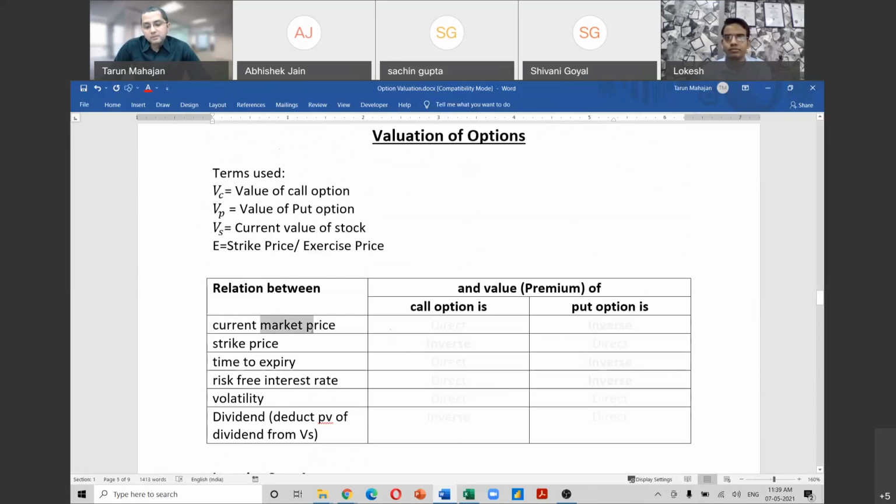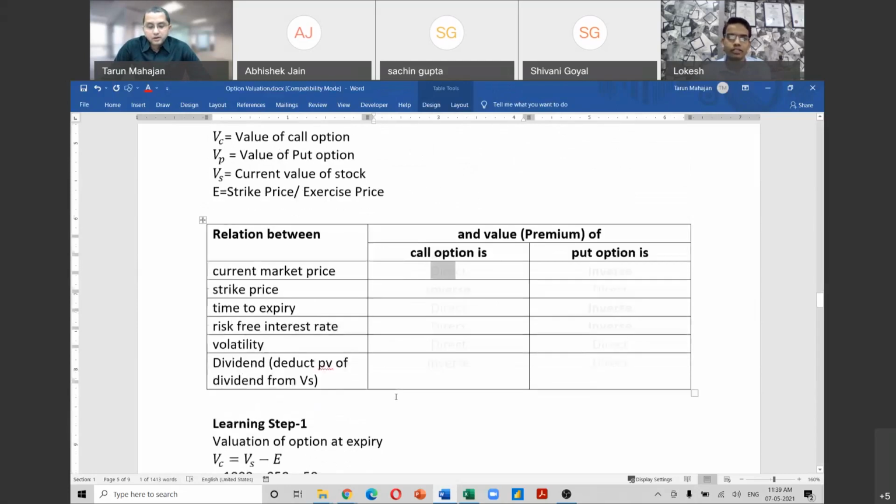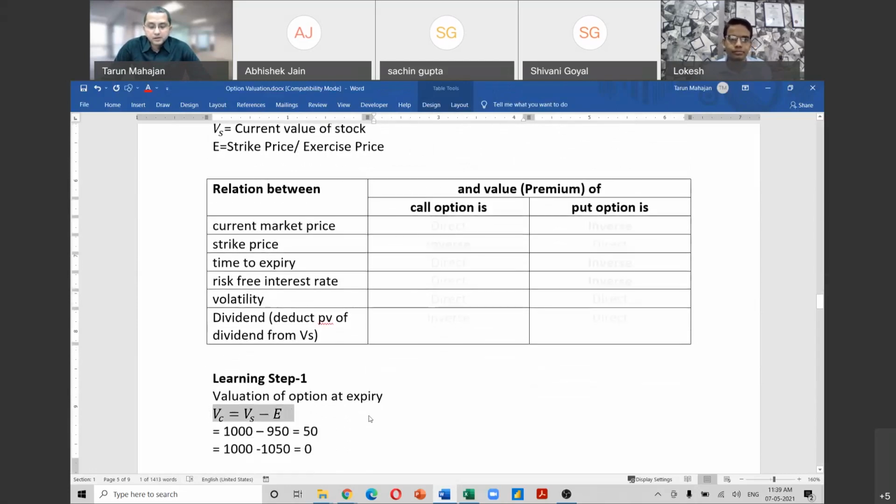So how does the current market price affect value of call option? Look at the highlighted formula on screen. If Vs increases, what happens to VC? VC will also increase, sir. Exactly. If the strike price remains same and the share price keeps rising, the call option will also become more expensive. If one increases, the other also increases. So there is a direct relationship between the market price and value of call option. Higher the market price, higher the value of call option, keeping all other things constant.